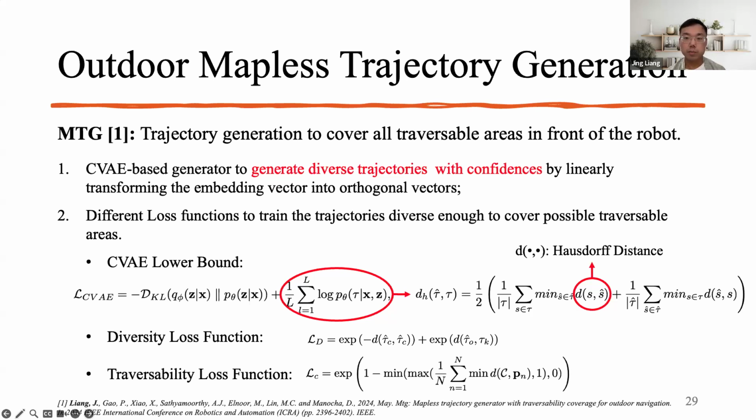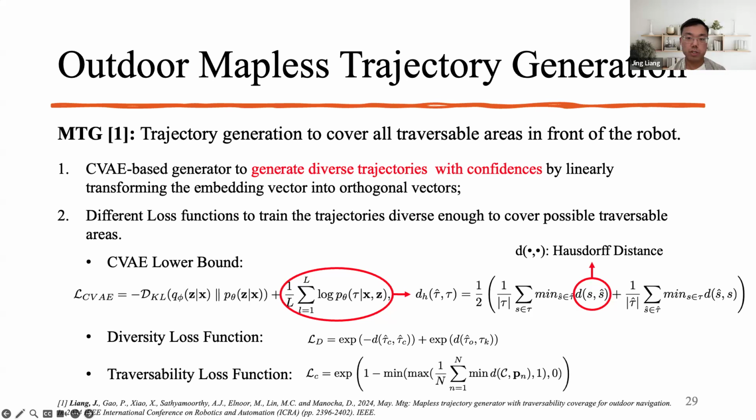And to make the training converge faster and more easily, for each ground truth trajectory, we only choose the closest generated trajectory to calculate the loss. Which means that we don't care if the generated trajectory number is larger than the actual traversabilities of the environment.